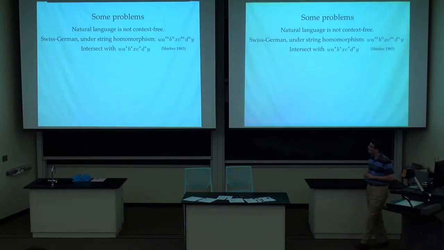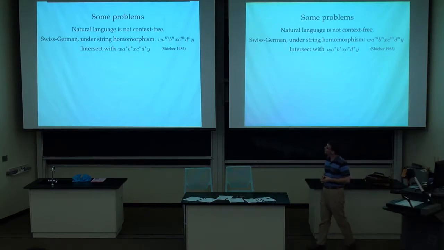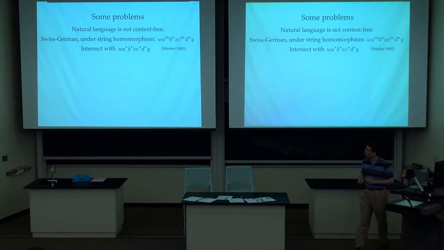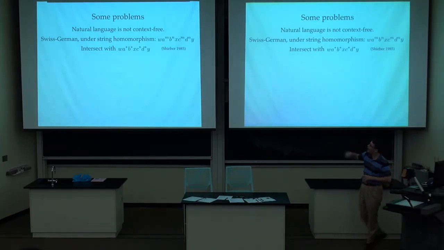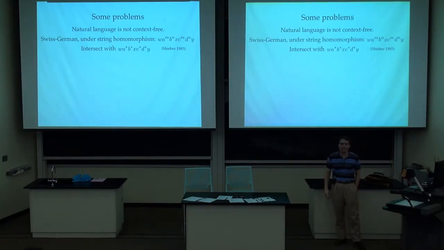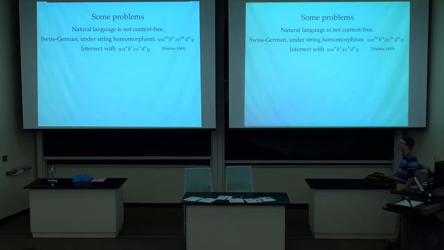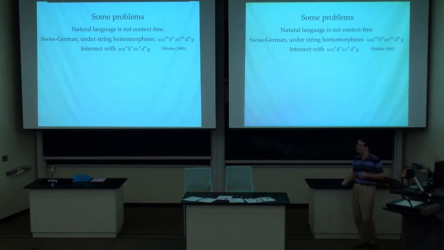So natural language is arguably not context-free. There is actually a formal proof that natural language is not context-free. This is due to Stuart Schieber, a computer scientist who did some field work way back in the 80s, and basically had a number of Swiss-German speakers attest that this particular pattern under homomorphism generates something like this, which is non-context-free. So there are certain aspects of natural language that appear not to be context-free. Even if you don't believe this argument, it's a formal proof.